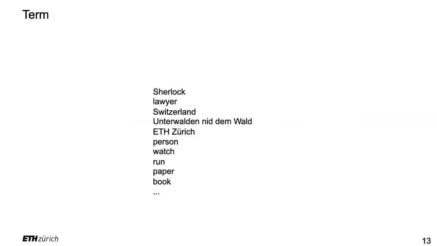That's the first concept. The second concept that we are going to need is the concept of a term. Today, we are going to keep it simple and consider that a term is basically a word. Right? So Sherlock is a term, lawyer is a term, Switzerland is a term. Sometimes, and we will see the complexity of that next week, you could also consider several words together as a term. So Unterwalden liegt dem Wald, which is the actual name of the canton, or ETH Zurich would be considered also a single term, person, watch, run, paper, book, and so on.